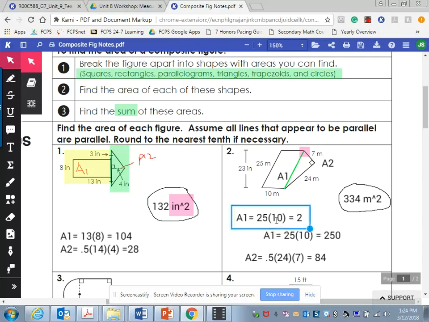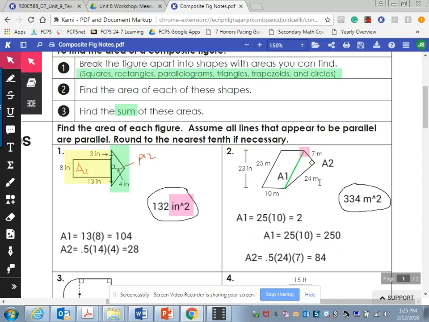Over here we have what looks like a rectangle and a right triangle pieced together. So what we're going to do is find the area of the rectangle. So we have length times width. I broke it up, I split it right down here. We're going to do length times width, which is 250.